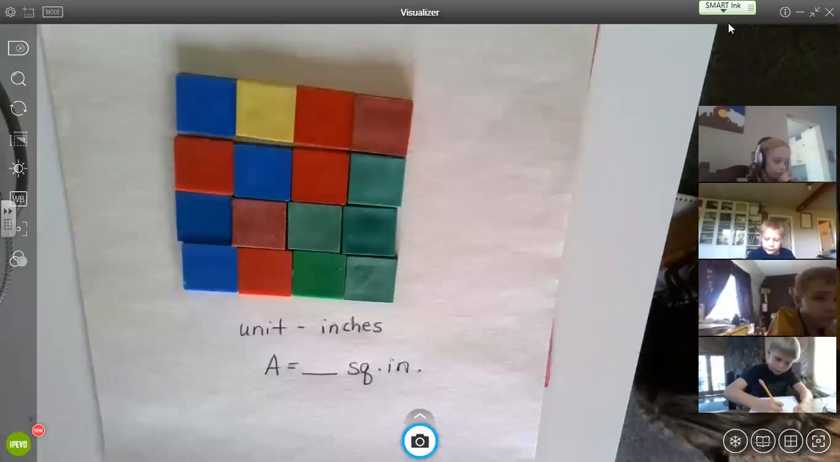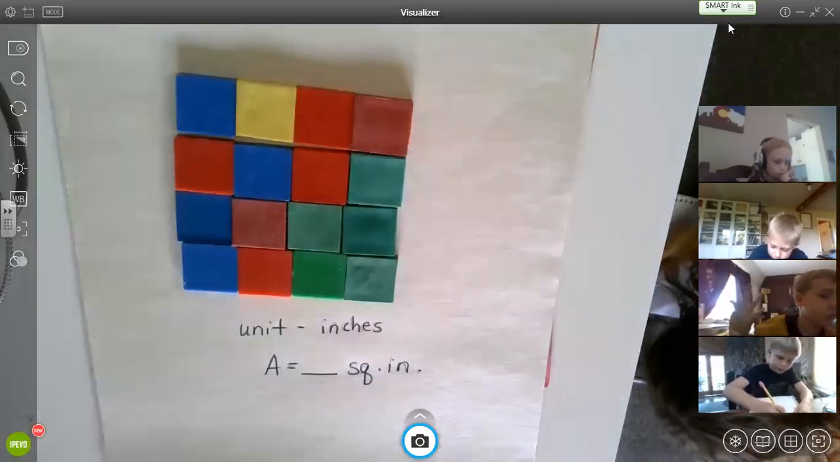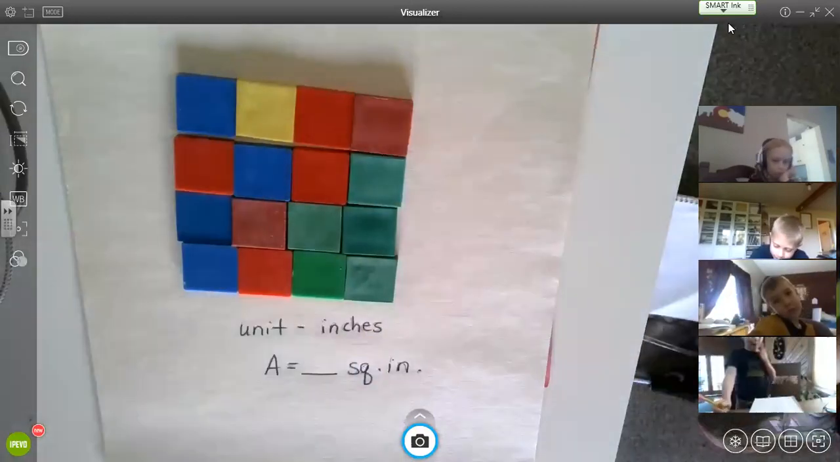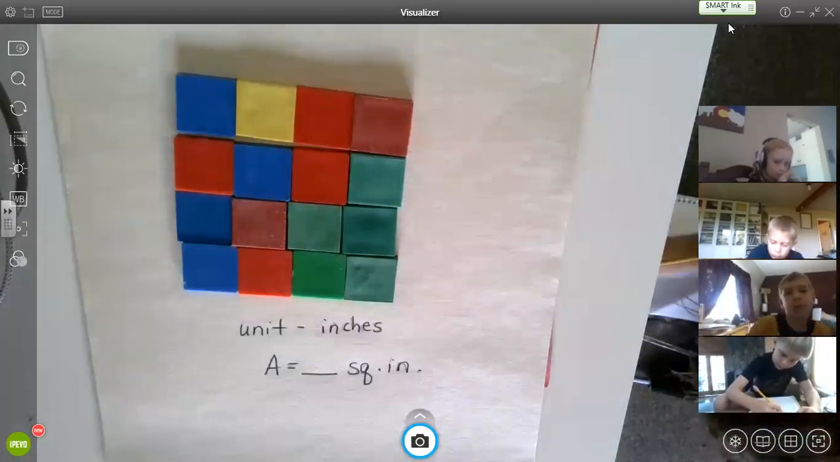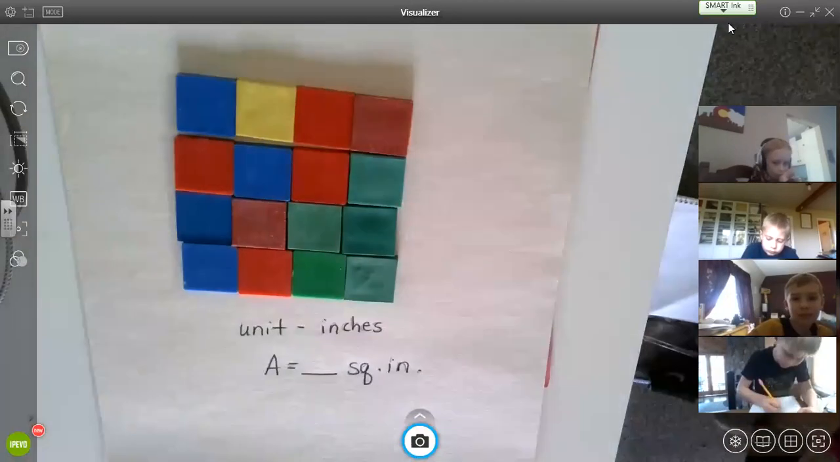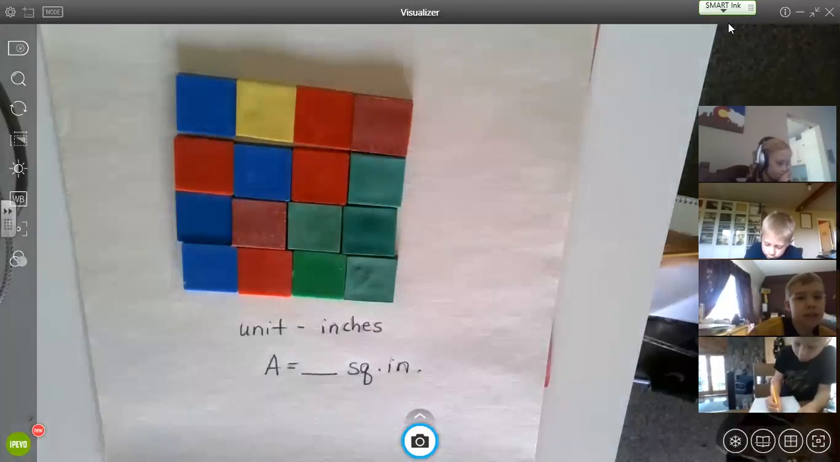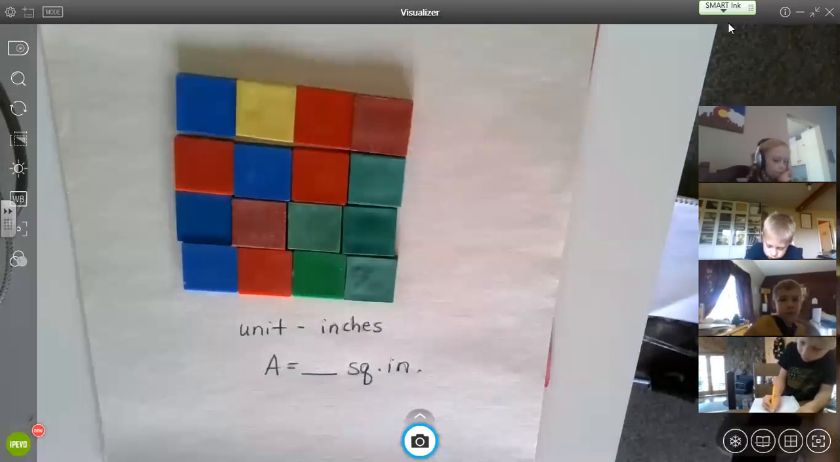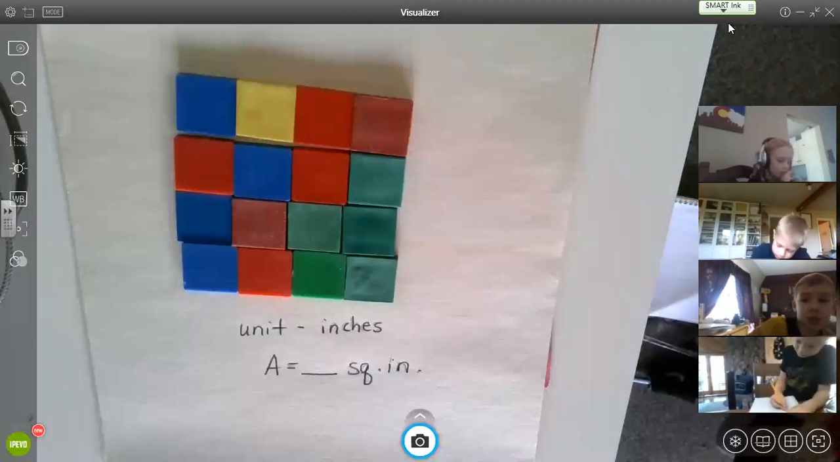What is the area? Remember, area is the space within the sides. You don't actually have to draw it. You just need to have the area. You can have the equation. Don't forget the square, SQ. It's not just inches, right? It's square inches. I see a lot of inches there. You don't need to draw it. I just want you to write the equation or the answer.